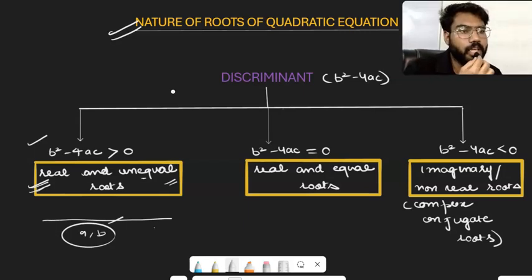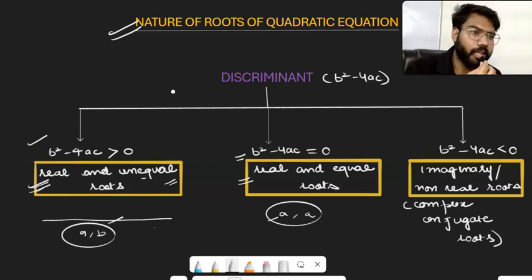Coming to the second case, if the value of the discriminant comes out to be 0, that is b square minus 4ac is equal to 0, in that case roots will be real but also equal. So if the first root is a, the second root will also be a. So roots will be real and equal. Coming to the last case, b square minus 4ac less than 0. In that case, roots will not be real. Roots will be known as imaginary roots, and they will be complex conjugate roots. That means they will be imaginary roots, right?